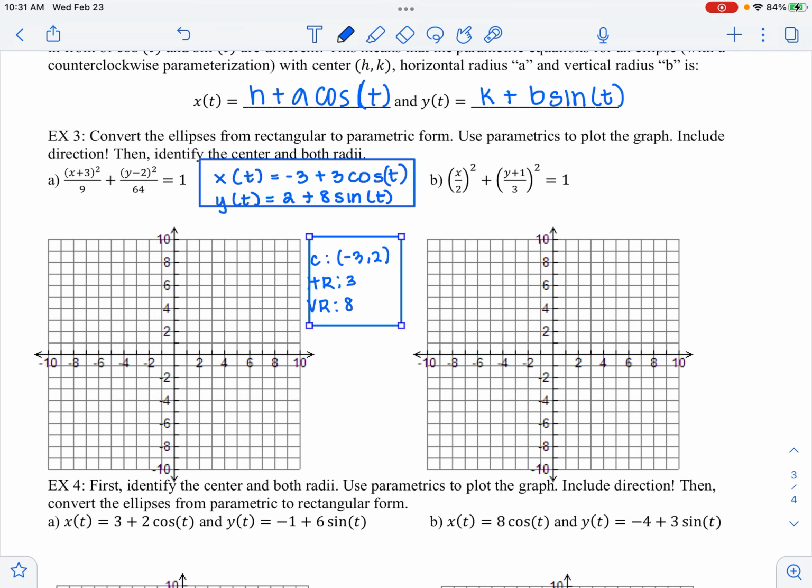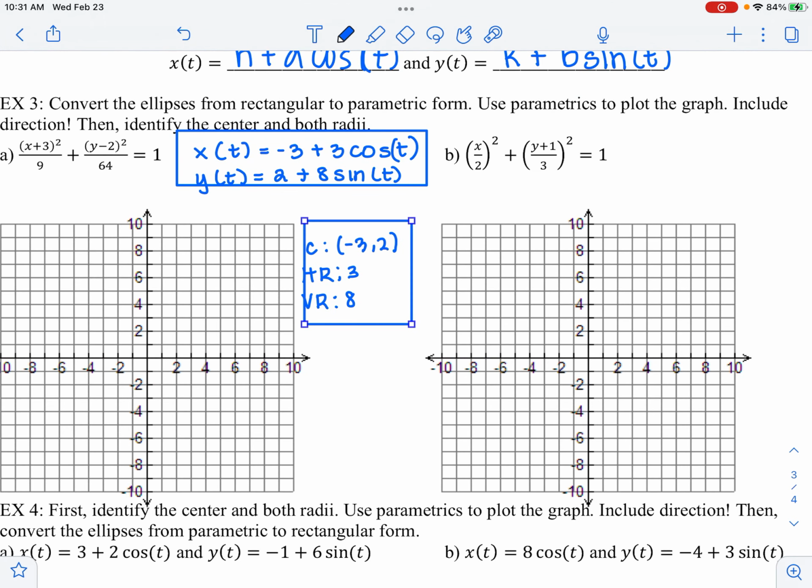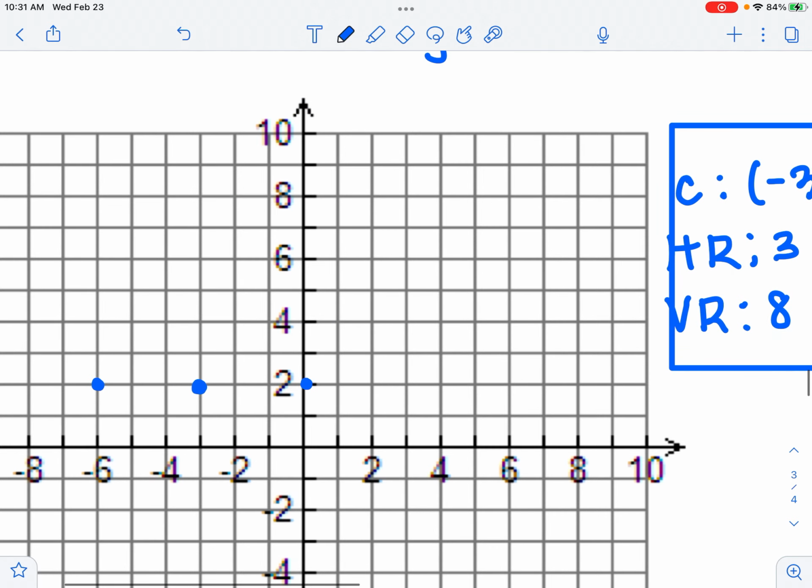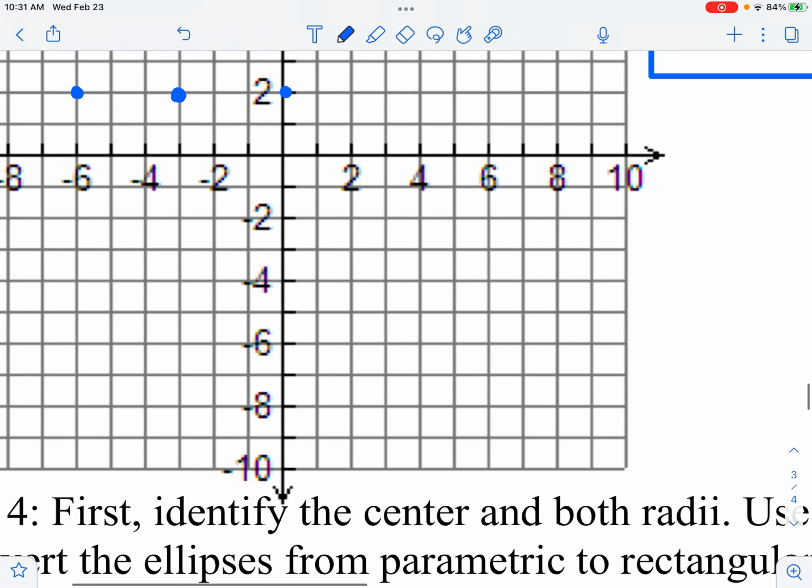Now let's graph it. So we are going to graph the center at negative 3, 2. And then we have a horizontal radius of 3. So we're going to go right 3 and left 3. And a vertical radius of 8. So up 8 and down 8. So as I add 2, I go to negative 6.